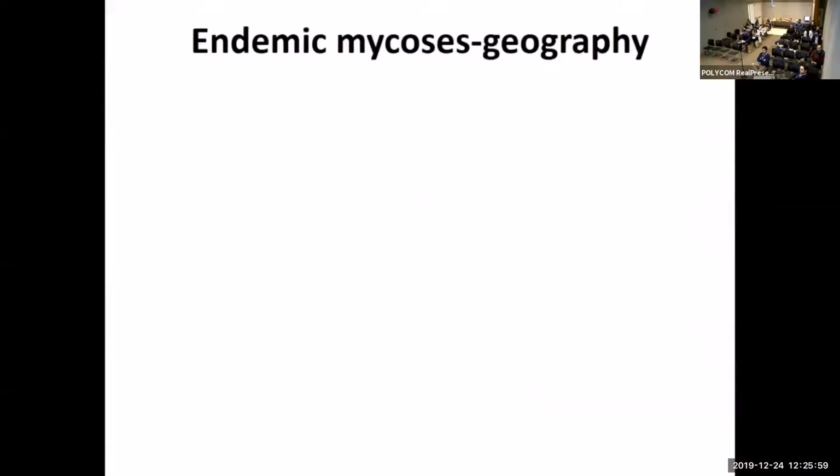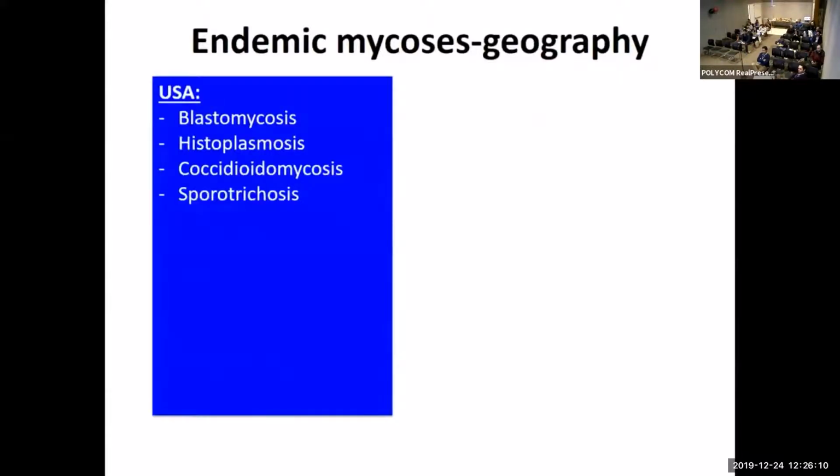So now let's talk about the geography of these diseases. I usually divide these mycosis in two: the ones that we can see here in the US and the ones that we can see outside of the US. In the US, usually we can see blastomycosis and histoplasma. Those are the classical ones in the Ohio and Mississippi River regions, and they are similar in pathophysiology too.